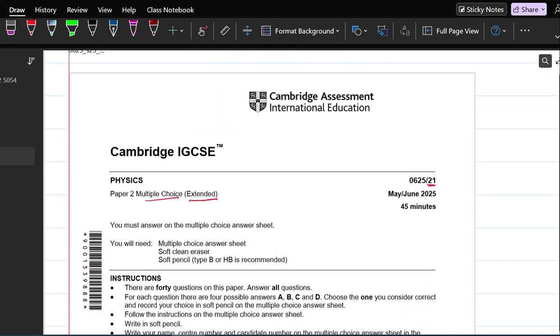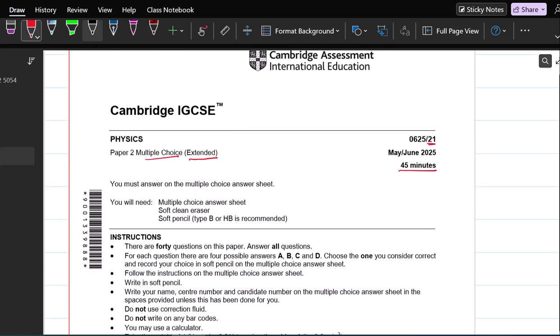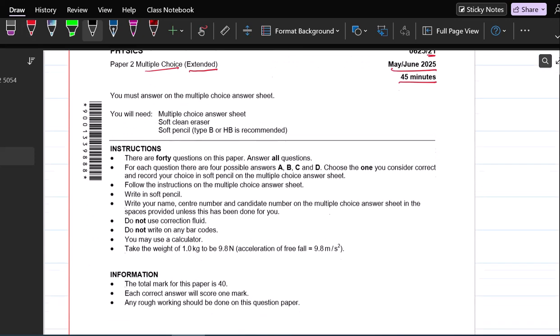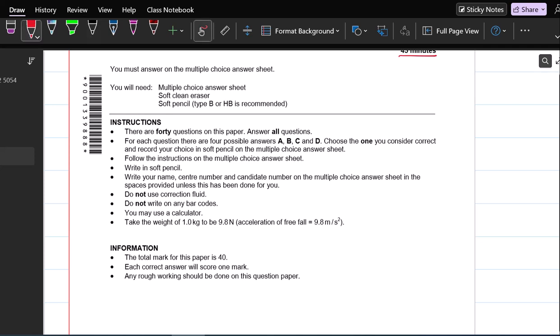In this paper we have 45 minutes, and this is my June 2025 multiple choice question extended paper, and you have to use the value of g, which is 9.81 newton per kilogram. We have 40 questions in this paper, and the total mark for this paper is 40.